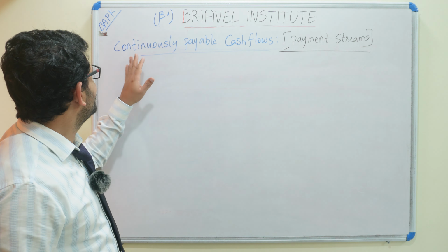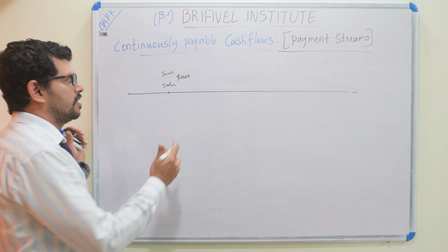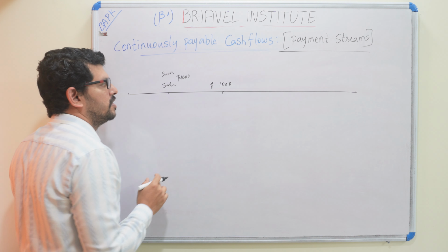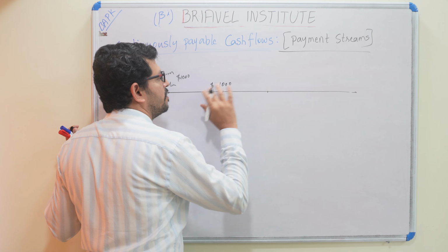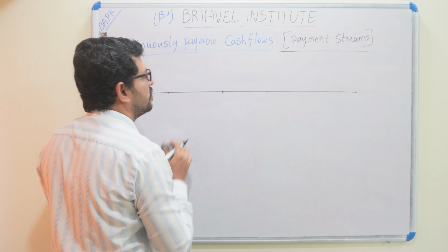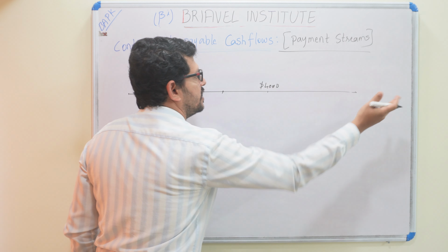What are discrete cash flows? In discrete cash flows, for example, salary is credited at the end of the month. One sum of $1,000 is credited at the end of the month, and next month also we receive $1,000. Every month it's the same amount. Or quarterly we receive $4,000, and every quarter we get the same amount.